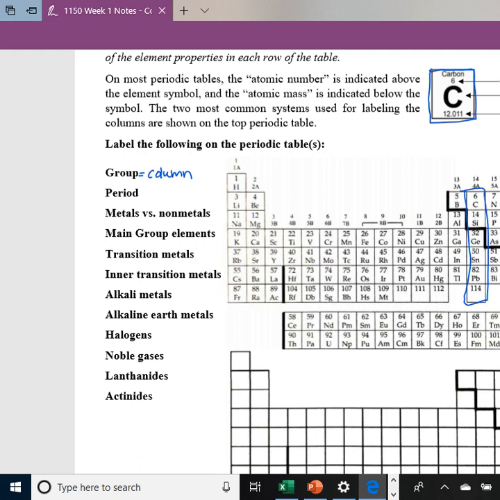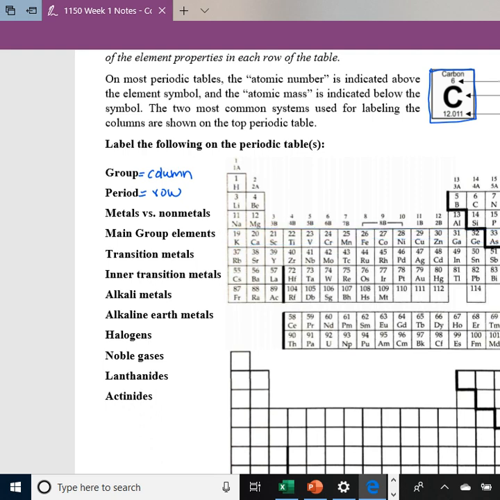So a group is the same thing as a column, and a period is the same thing as a row. There are a total of 18 different groups, and a total of 7 different periods. A period would be, for example, here. And a period is even where it's truncated. So where there's a bunch of elements missing in the middle, that's still period 2, for example, and this down here would be period 4. So a period is the same thing as a row.